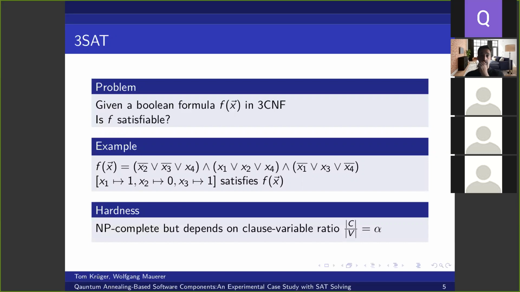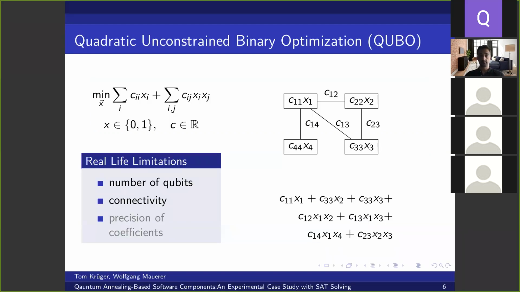And we chose 3SAT because it is very well known and well researched, and there are a lot of industry-related use cases of 3SAT already today. It's quite an important problem. Then we said we want to solve 3SAT with a quantum annealer, so we have to reduce it to the native problem, the QUBO function. So what is actually this QUBO function, or QUBO problem?